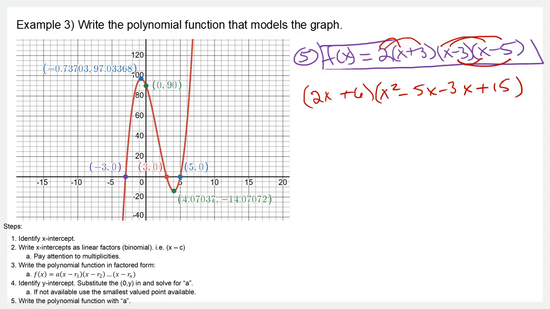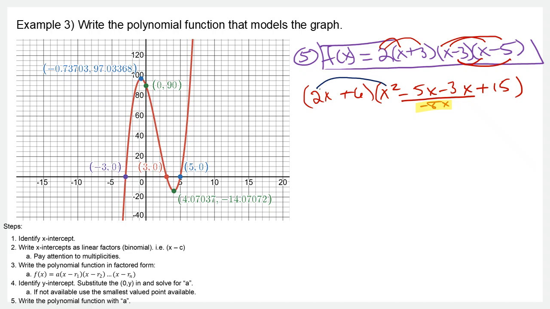Okay? In all honesty, if you don't want to clean up before you continue to multiply, then go for it. I personally am going to combine these like terms. So negative 5x and negative 3x is going to make negative 8x, and that's what I'm going to use when I distribute so that I can save myself some time in the end. All right, so now you're going to keep multiplying again.